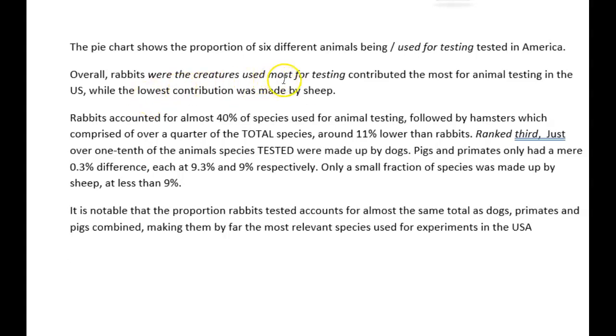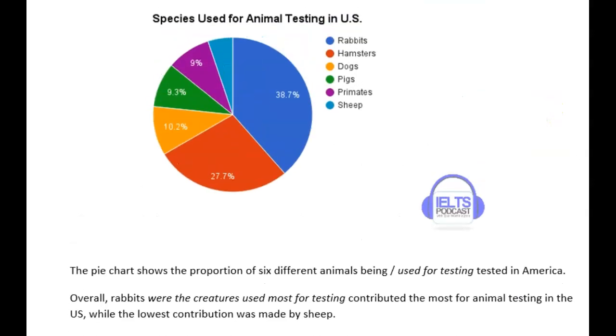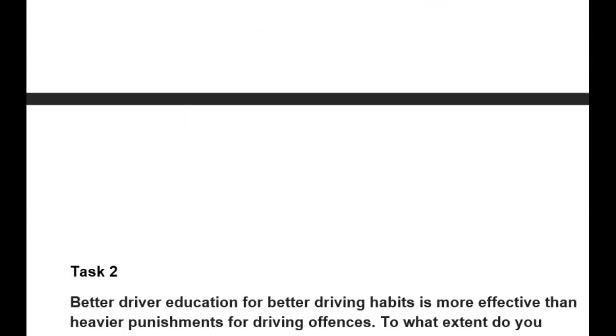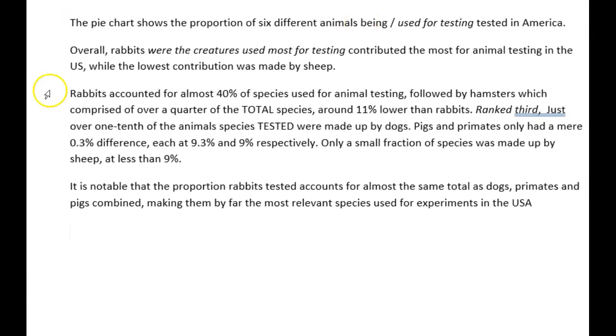Overall, rabbits were the creatures used most for testing, whereas the lowest contribution was made by sheep. Okay, so that's your nice overall sentence. Okay, just checking on those ones. We don't have a number for sheep, do we? No. Okay. Good. So more detail.